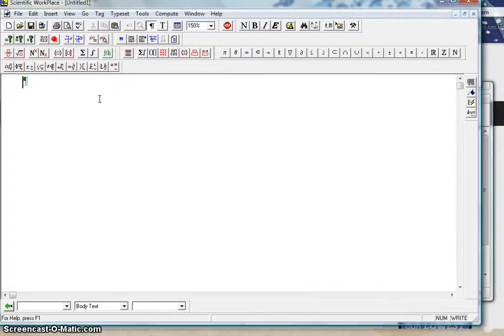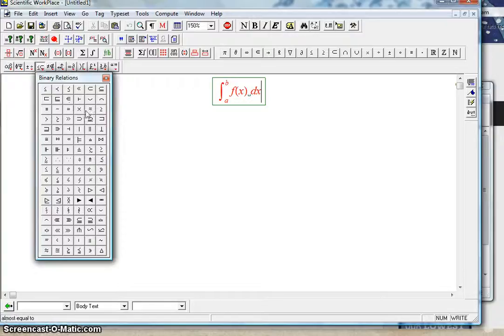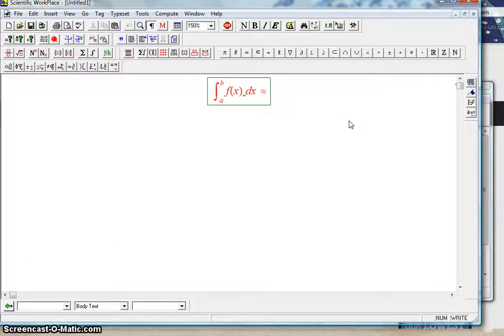And we want to find out the trapezoid approximation to the integral. So the integral from A to B of f of x dx is approximately equal to the nth trapezoid approximation.